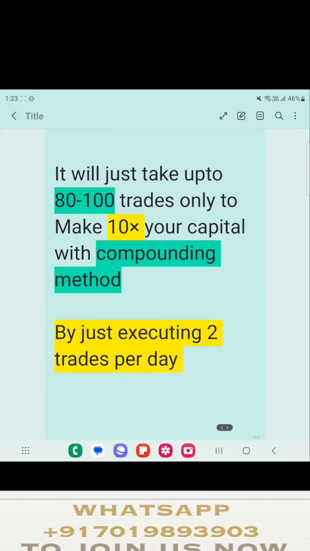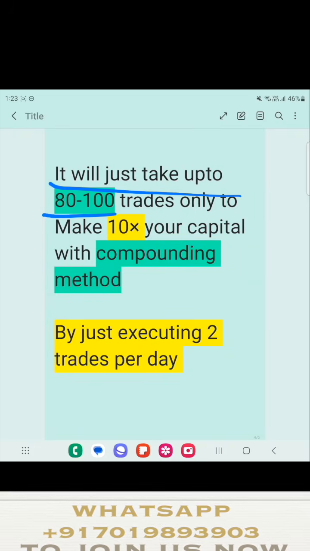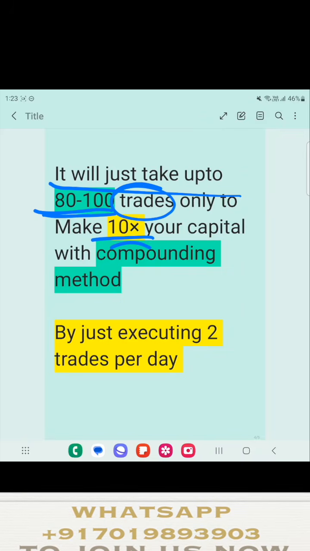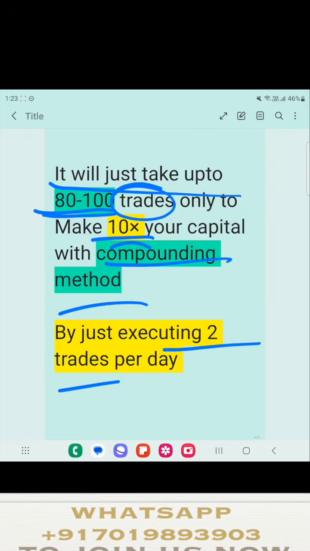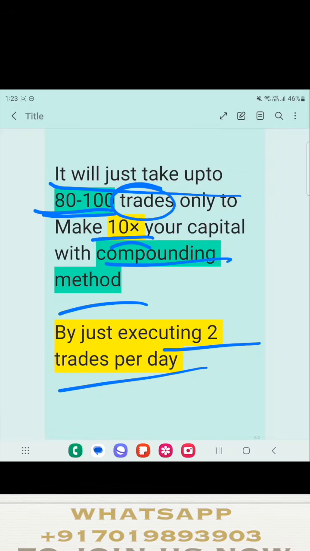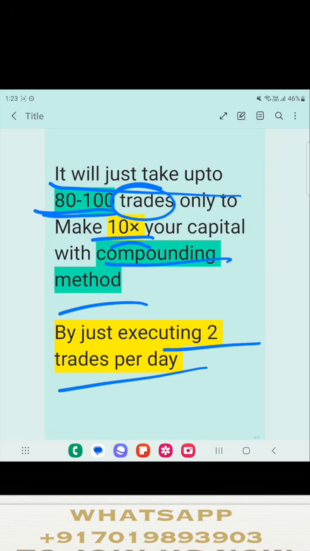So if you just keep 0.5% or 0.75% of the stock as a target, you can achieve this kind of profit. If you take 80 to 100 trades, I'm not talking about days, you'll be able to make up to 10x of your capital by the compounding method, by taking just 2 trades per day, not more than that. You don't have to overtrade. You just have to do 2 trades per day. And if you follow my strategy, by spending just 15 to 20 minutes per day, you can make one single sure-shot trade per day.